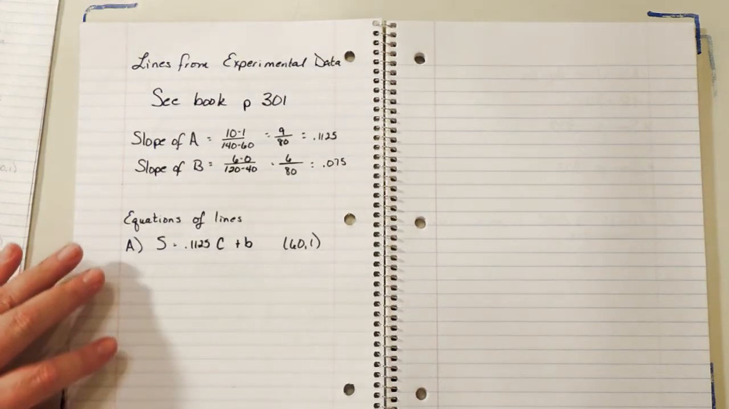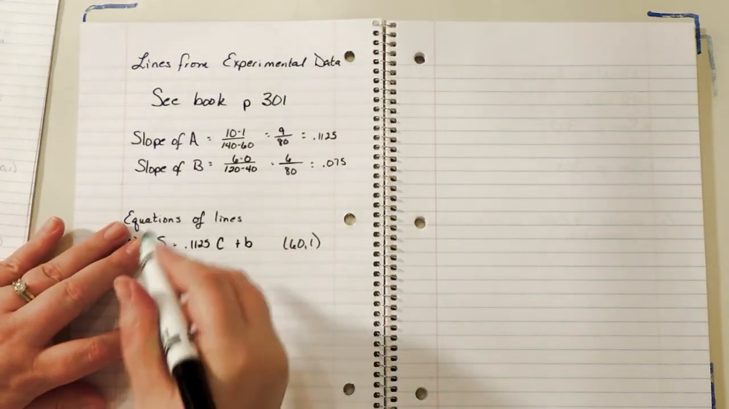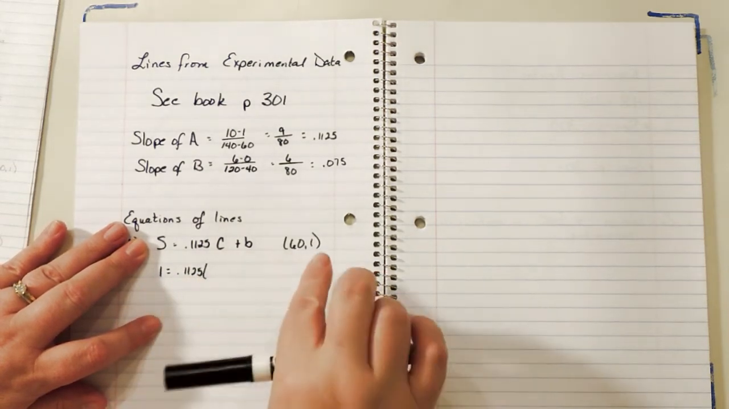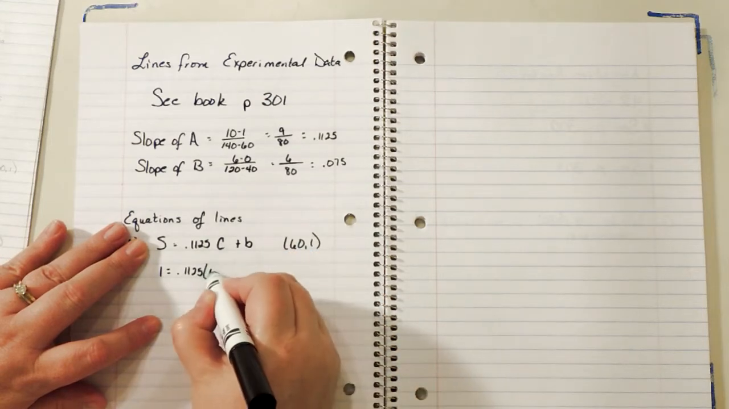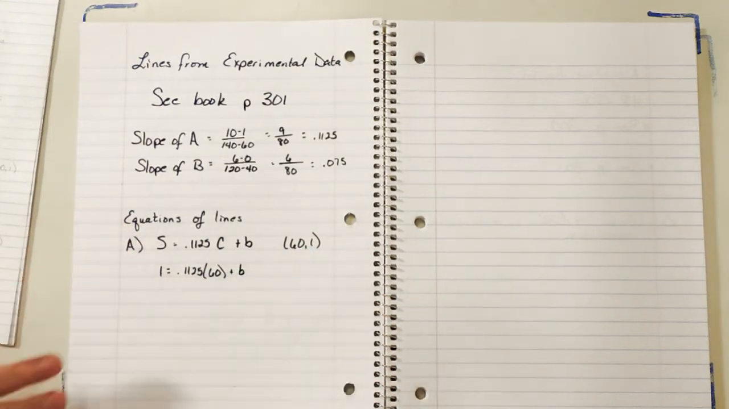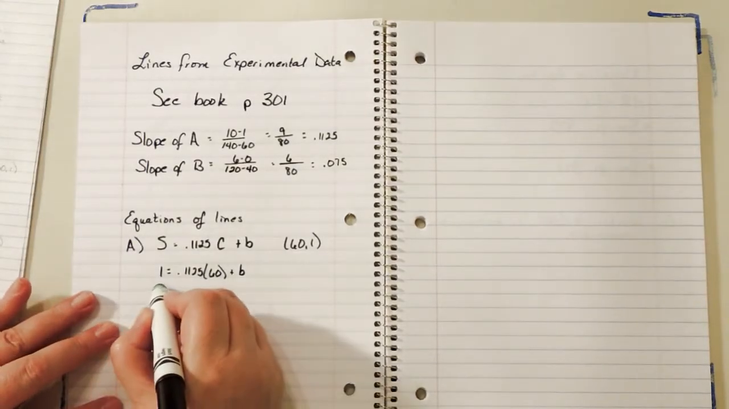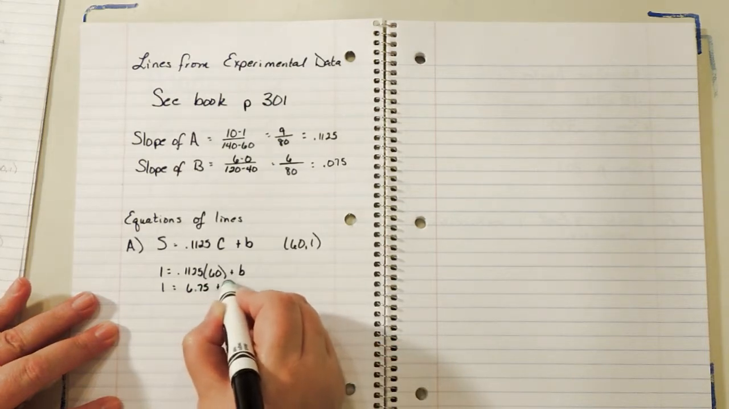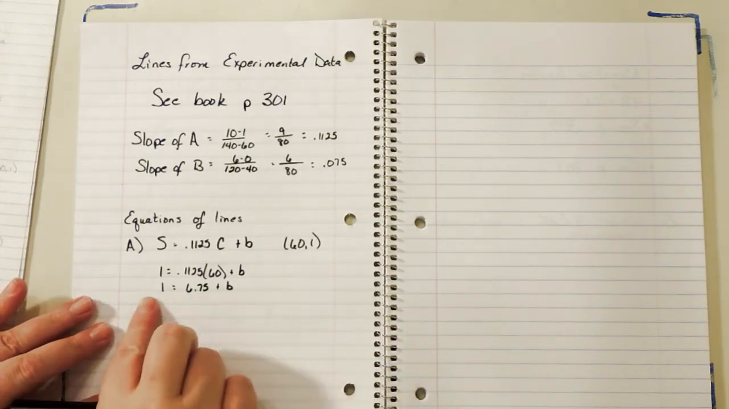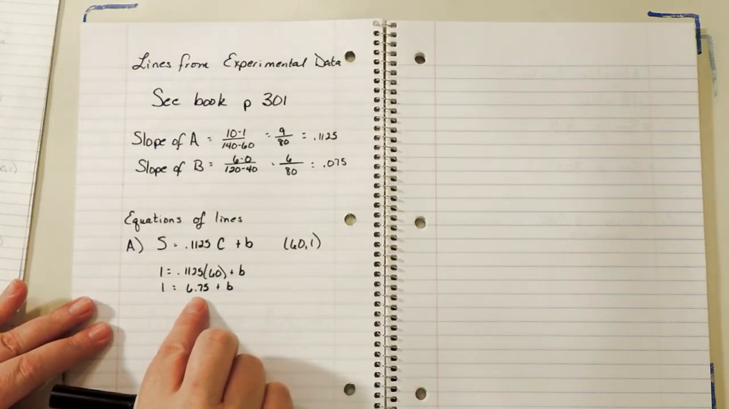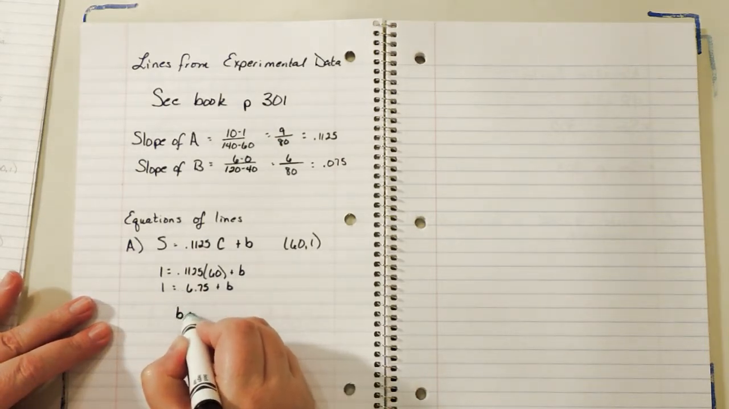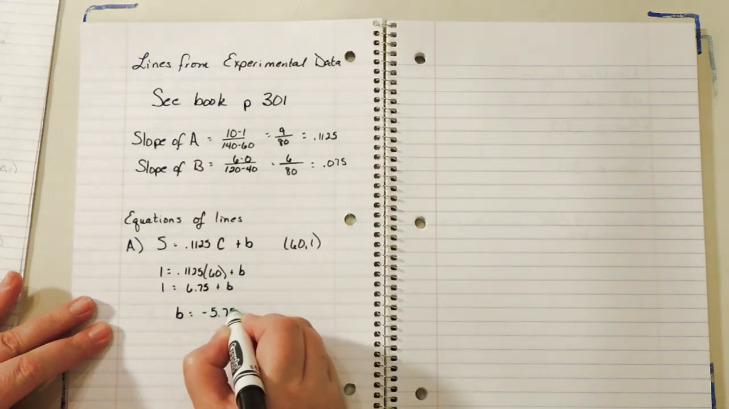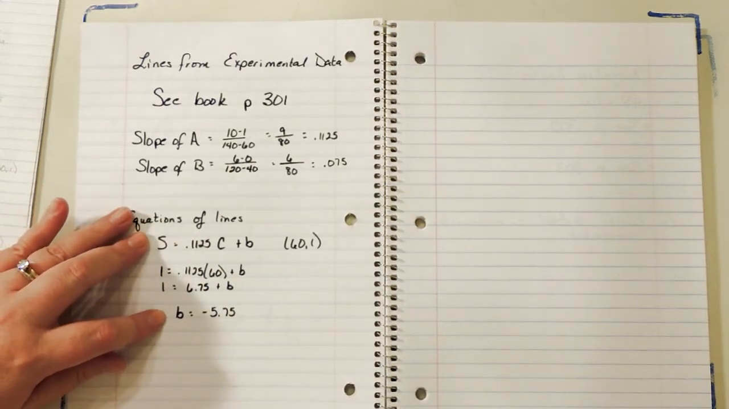Okay, we're going to use 60 and 1 to find B. So 1 is salt, which equals 0.1125, and we're going to use 60 for carbon, plus the y-intercept. So 1 equals 6.75 plus the y-intercept. Now we're going to subtract 6.75 from both sides, and we're going to end up with B equals -5.75. Okay, so this is the y-intercept.